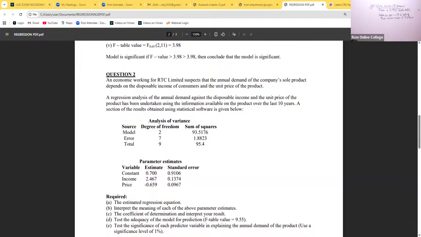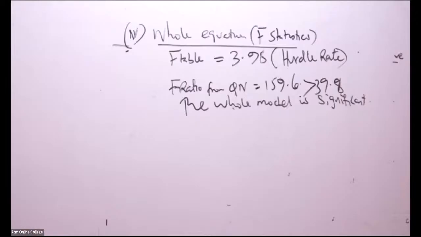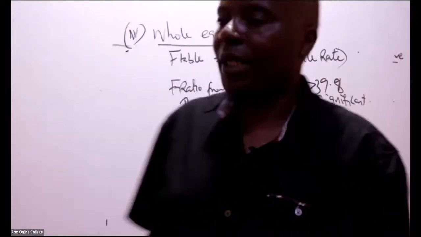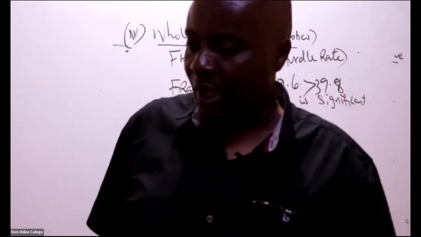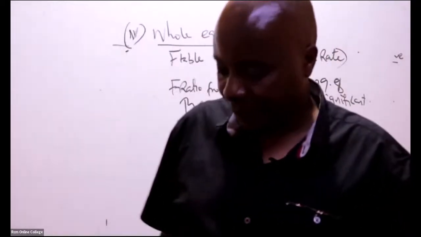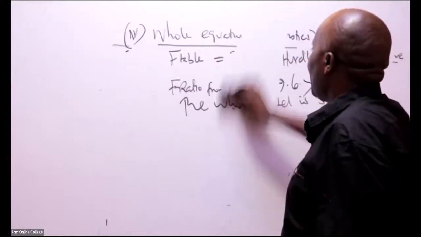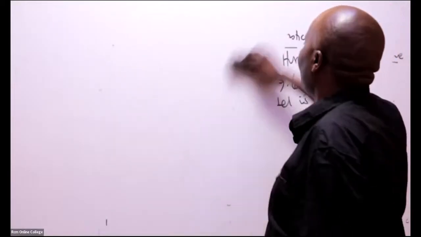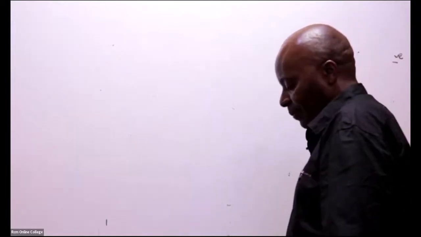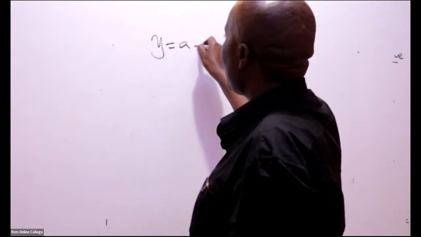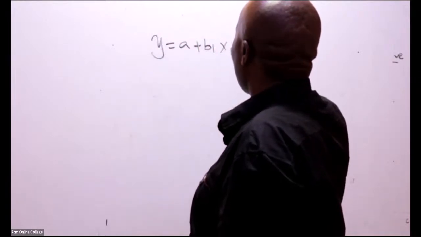Great. So you see, the estimated regression equation will come from these parameter estimates. You can see the constant is 0.7, the income, then the price. So three of them. This is really easy. The regression parameters have been given. So we have y equals a plus b1 x1 plus b2 x2.